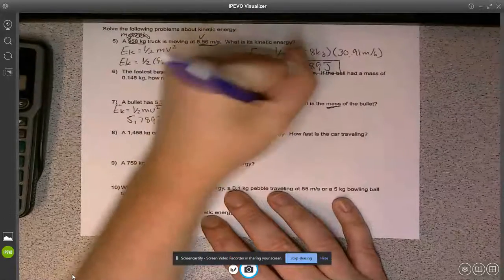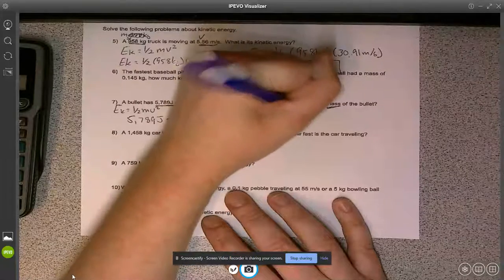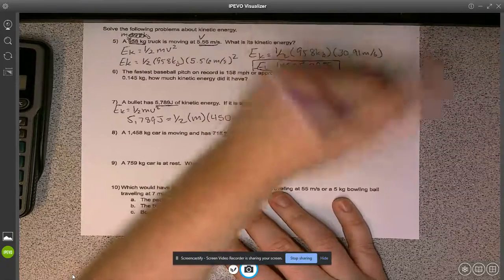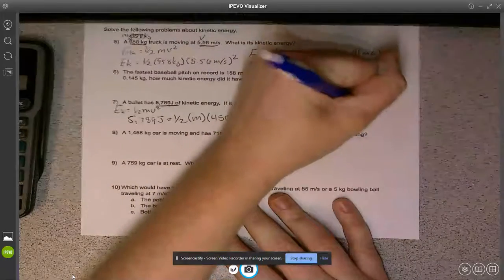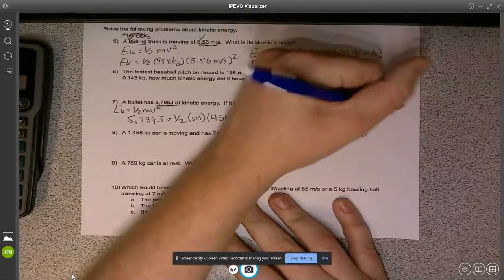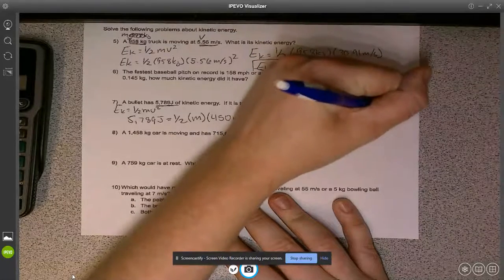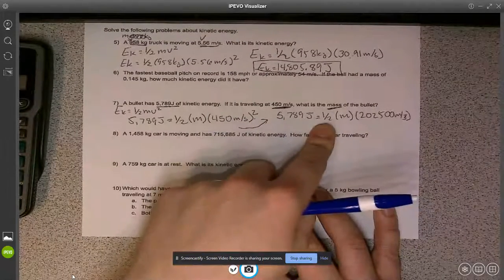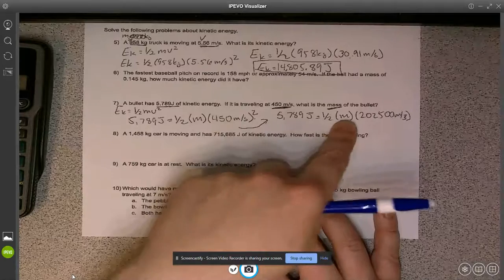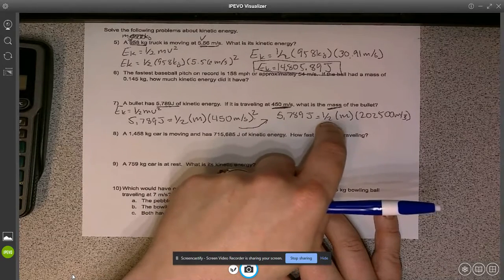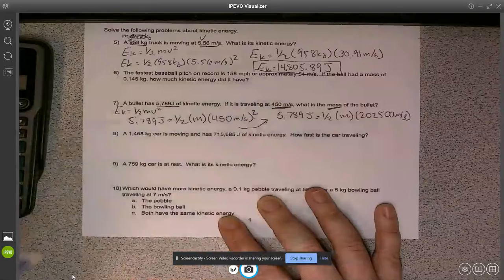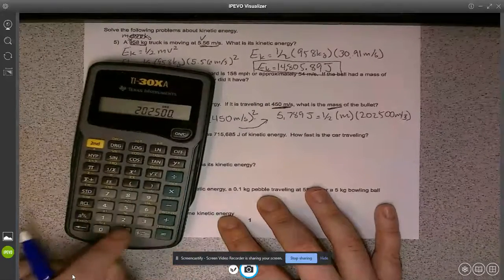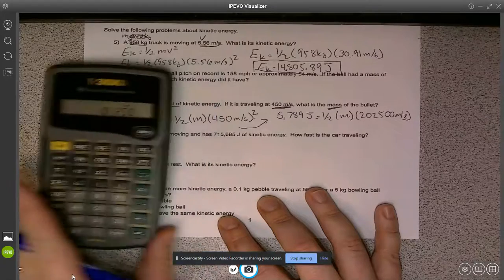So I have 5,789 joules is equal to 1/2 mass. I don't know what that is yet. Times this 202,500 meters for every second. Ooh, okay. So now I want to get rid of this half. I don't know what it is when it comes to my mass, but I can multiply my 1/2 times this big number. I didn't clear it on my calculator, so I'm going to bring my calculator over and multiply it by 0.5, which is going to give me half.